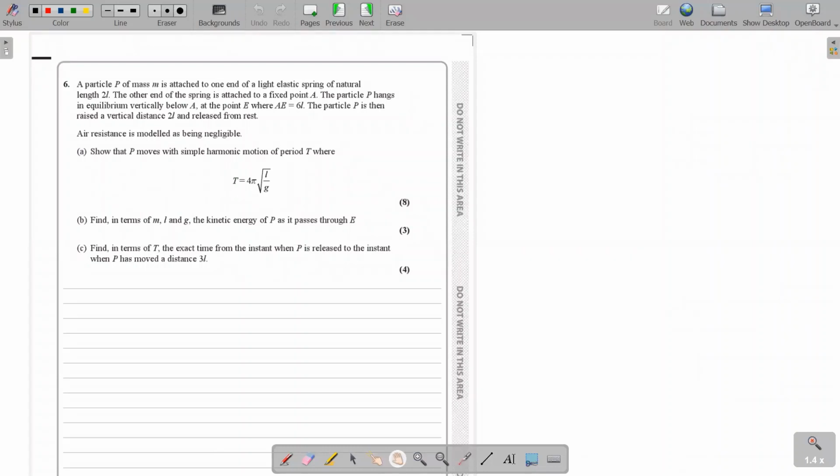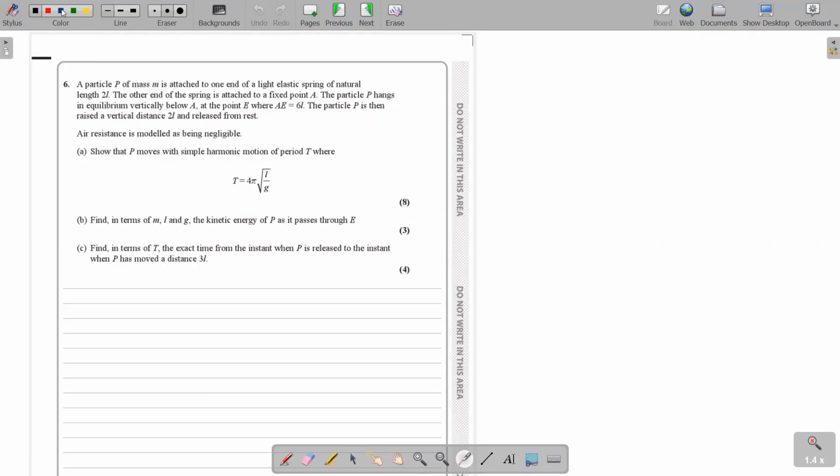Okay, so we'll move to question number 6. They say a particle P of mass m is attached to one end of a light elastic spring of natural length 2L. The other end of the spring is attached to a fixed point A. The particle P hangs in equilibrium vertically below A at the point E where AE equals 6L. The particle P is then raised a vertical distance 2L and released from rest.